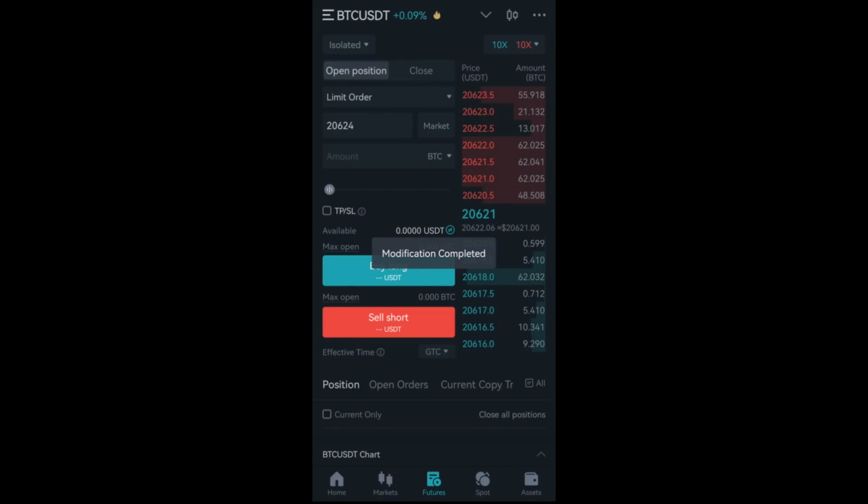Now on your right side, you'll find numbers in green and red color. The red numbers are the selling orders and the green ones are the buying orders. And the middle price here is the actual market price.